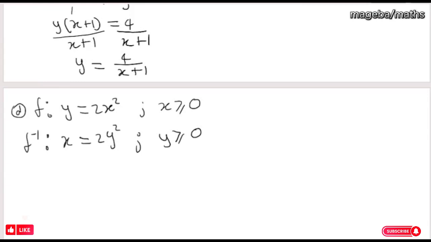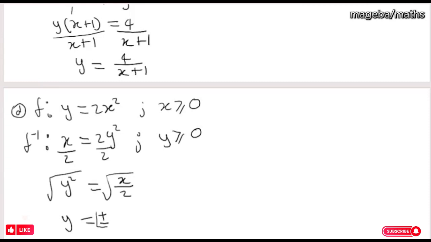How can I do that? First thing here, divide by 2, divide by 2, and then y squared equals x all over 2. Then from here, remember, I need to make y the subject of the formula. How can I do that? Now I'm going to have to root both sides. And then y is going to be, remember now, plus or minus. If you left this out, everything is totally wrong. So y equals plus or minus the square root of x all over 2.